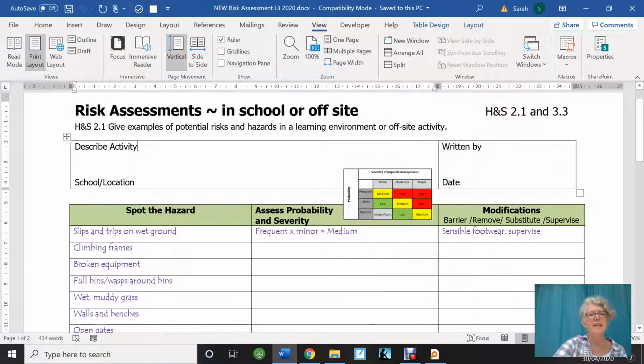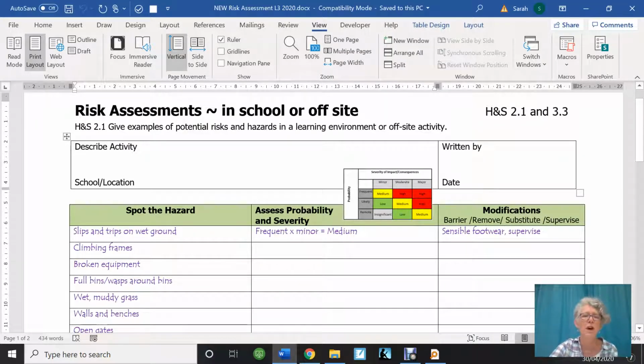So it's saying here you can choose an off-site activity or an activity in the learning environment, and you start by describing the activity. So you could say playtime or a PE lesson or a maths activity in the classroom, and then you can say, if you haven't already, where is it, which school are you in, and where in the school are you, your name and the date.